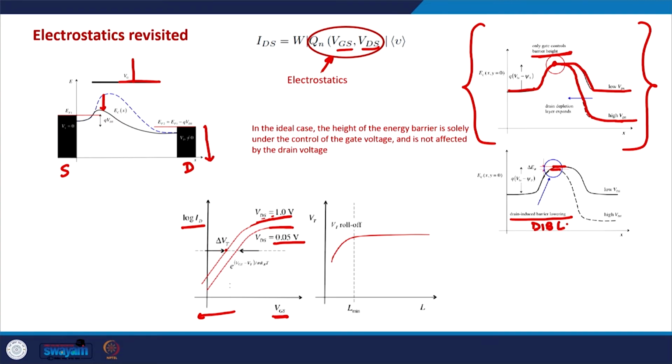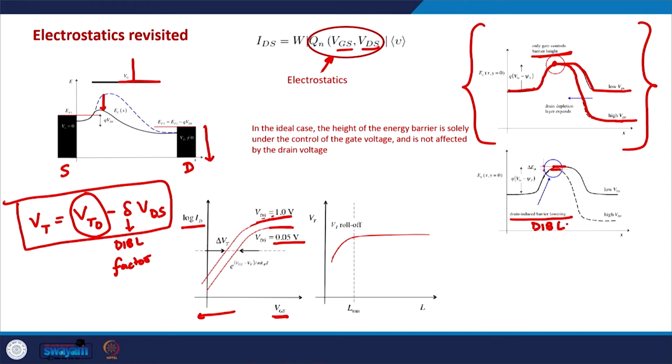So, this results in the change in the threshold voltage, and that is why the threshold voltage most of the time is written as Vt equals Vt0 minus delta VDS, where delta is the DIBL factor. Vt0 is the threshold voltage in the ideal case and delta is the DIBL parameter. So, it shows that Vt also changes with VDS, which is what we want to avoid.